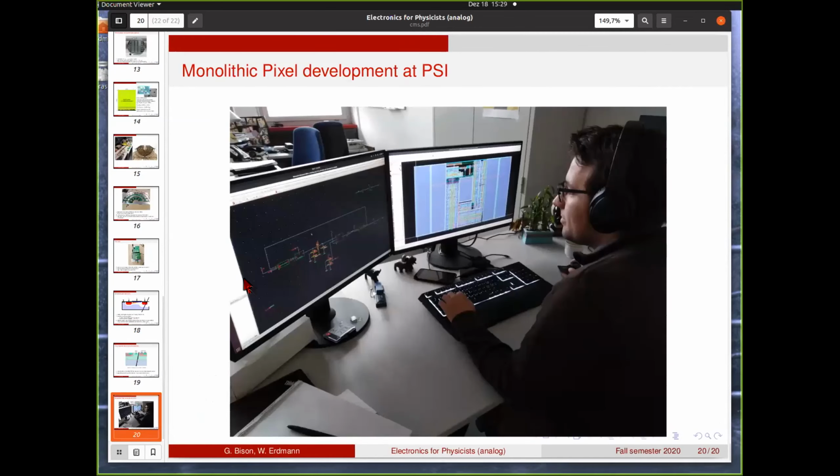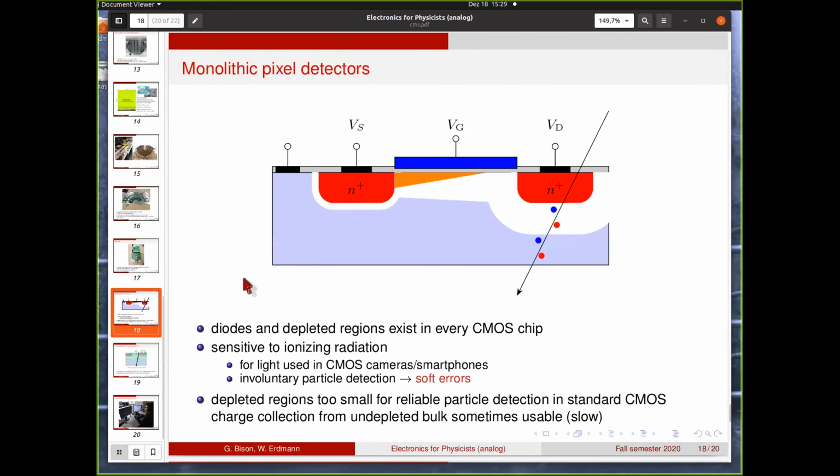So the largest thing that we're working on is the development of monolithic pixel detectors. So these try to use the fact that already inside a normal CMOS chip, you have a depleted region, and these depleted regions also act as detectors. So this is used in some chips, for instance, in CMOS cameras that you have in smartphones, but also in some recent cameras.